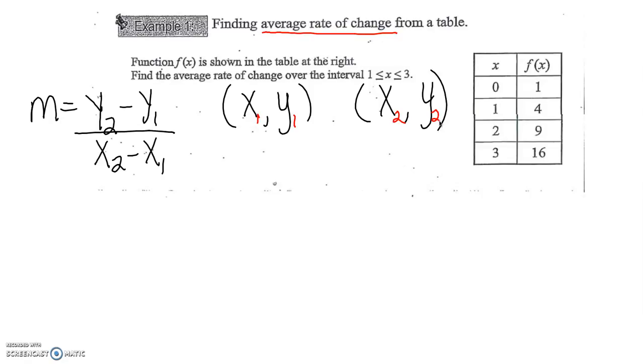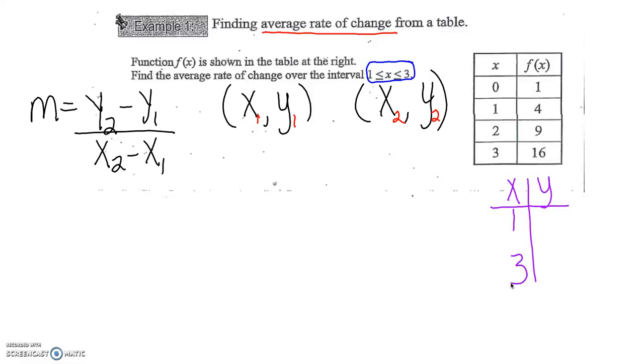The 1 and the 2 just indicate which ordered pair the coordinate came from. So both of these are 1s, so that means this is my first ordered pair. Both of these are 2s, that means this is my second ordered pair. So now let's go back to the problem. It says to find the average rate of change over the interval 1 is less than or equal to x is less than or equal to 3. So what they're giving us here are x values. All right, they gave us an x value of 1 and they gave us an x value of 3.